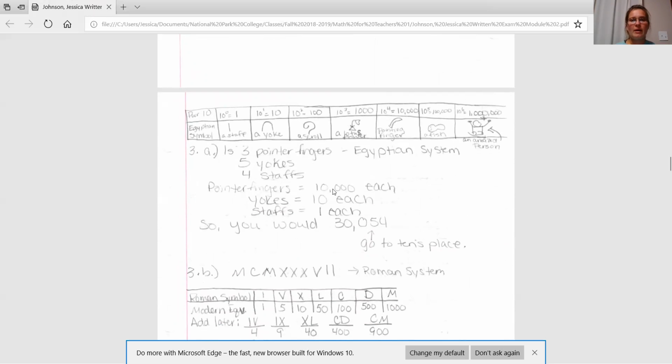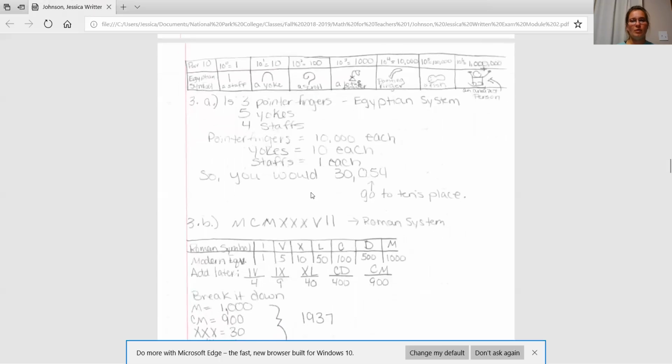And then we're going to talk about the Egyptian system. I've written out the powers of 10 and everything that they represent for easy reference. In our problem, we had 3 pointer fingers, which is 10,000, and 5 yokes, which is tens, and 4 staffs, which is 1. So you had to pay close attention to your place value on these. So you would have 10,000 times 3, 10 times 5, and 1 times 4, which would give you 30,054.